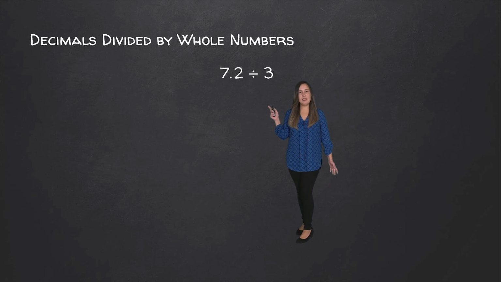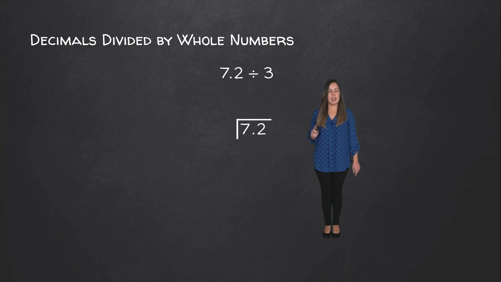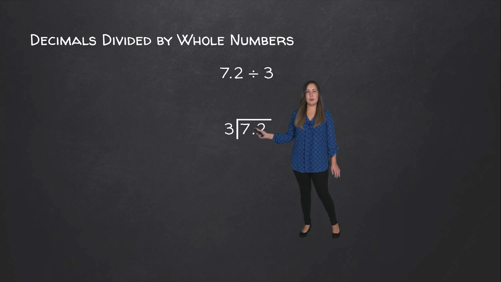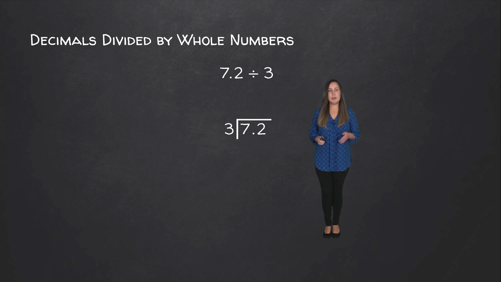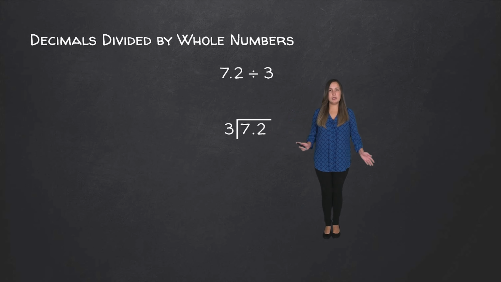Now 7 2/10 is our dividend, so when we write out long division, that's the number that goes on the inside. Then 3 is our divisor, so that would be the number that goes on the outside. When we are dividing by a whole number, we divide normally, except once we get to our decimal point, we're just going to move it up. And I'll show you exactly what I mean by that in a little bit.